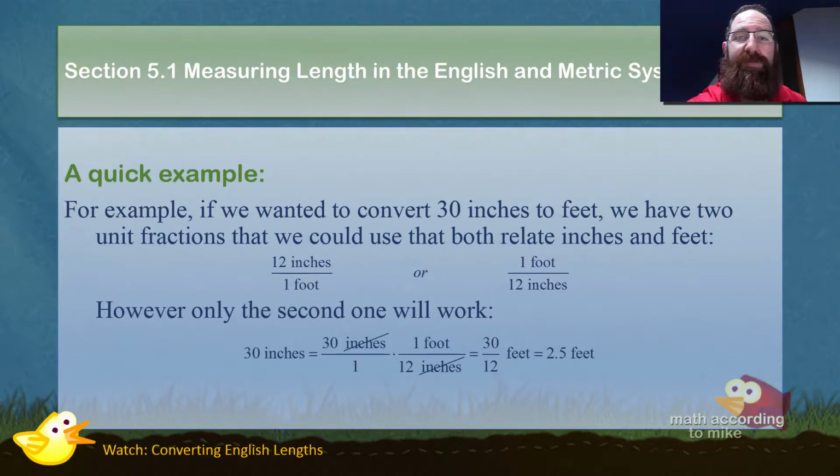So one more time. You pick the unit fraction so that things cancel diagonally. Since inches is on top, then the unit fraction needs to have inches on bottom, so those cancel. And once they cancel, notice we're left with just feet. So 30 times 1 is 30. 1 times 12 is 12. 30 over 12 feet is 2.5 feet. So that is how 90% of the problems in this chapter will work. We will be canceling using a unit fraction. I lied, it's more like 89%. So if you would, please watch the first video, Converting English Lengths.